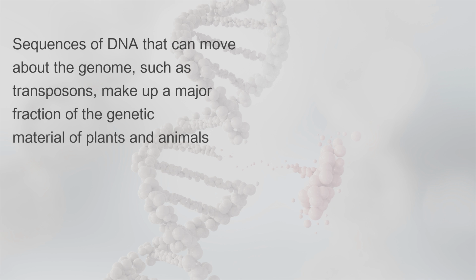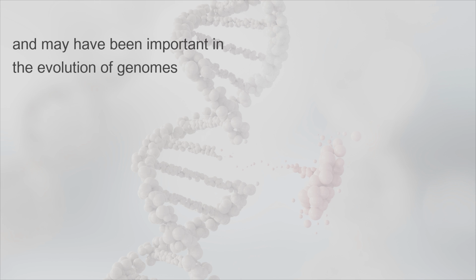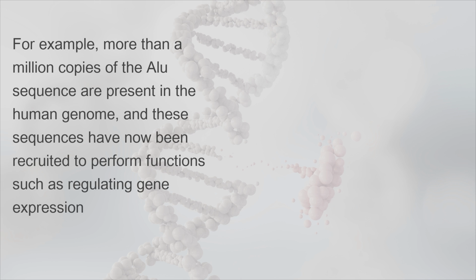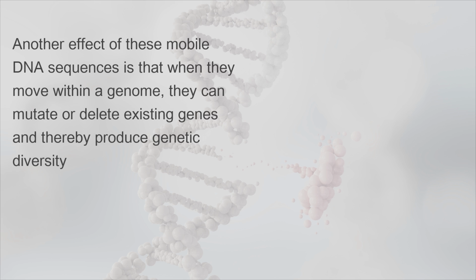Sequences of DNA that can move about the genome, such as transposons, make up a major fraction of the genetic material of plants and animals, and may have been important in the evolution of genomes. For example, more than 1 million copies of the ALU sequence are present in the human genome, and these sequences have now been recruited to perform functions such as regulating gene expression. Another effect of these mobile DNA sequences is that when they move within a genome, they can mutate or delete existing genes and thereby produce genetic diversity.